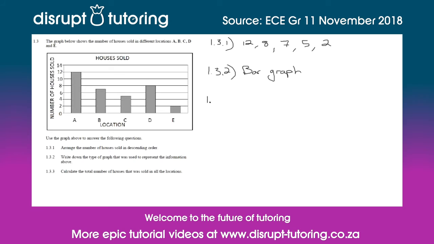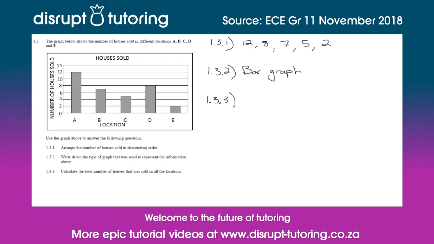And then finally 1.3.3, calculate the total number of houses that were sold in all locations. So we need to sum up each of these totals for each location. We have written those numbers already down, so we just have to sum those up.